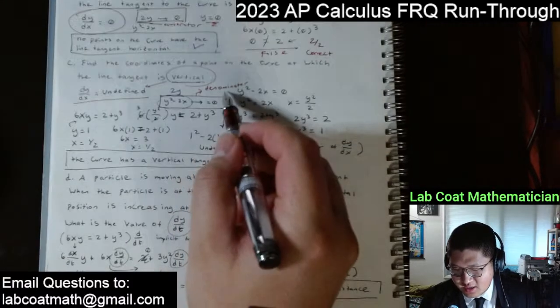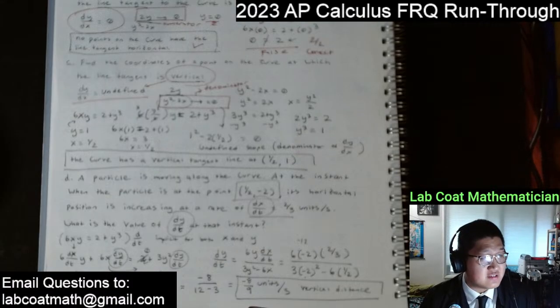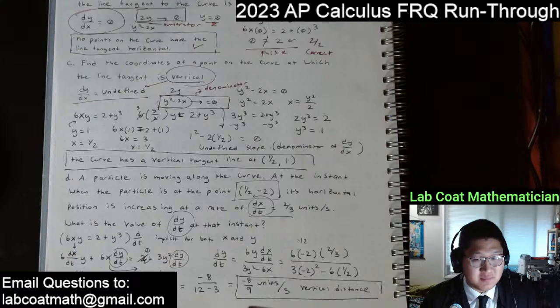But nonetheless, that means that we're still going with our conclusion that the denominator must be equal to 0 to get an undefined slope for that tangent line to make it vertical.